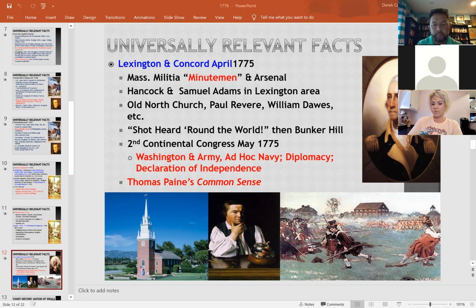All right. Number two is court history. Remember, court history, you're praising the winners. So this deals with American exceptionalism. Remember, American exceptionalism. We are exceptional. We're special. We're different. We're better than most countries.